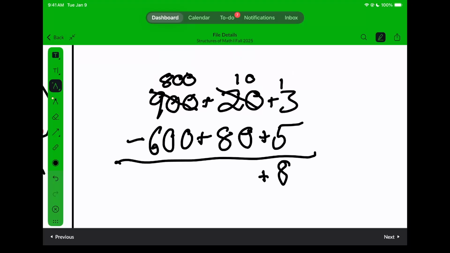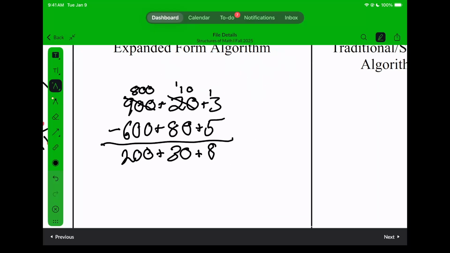Now we have 110 minus 80. That's 30. And 800 minus 600 is 200. 200 plus 30 plus 8 equals 238.